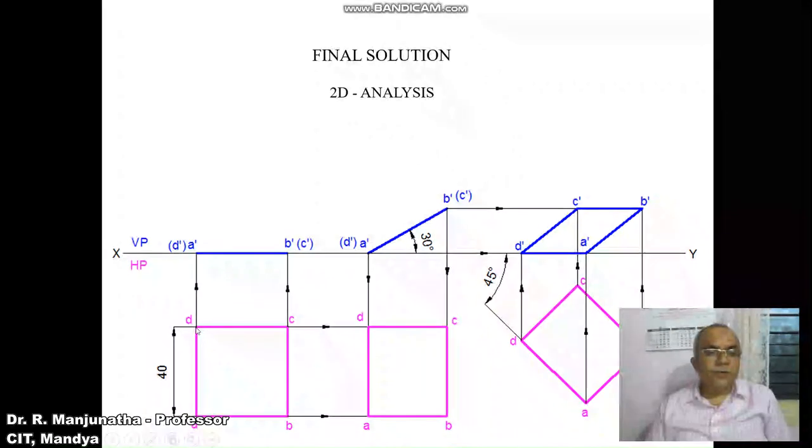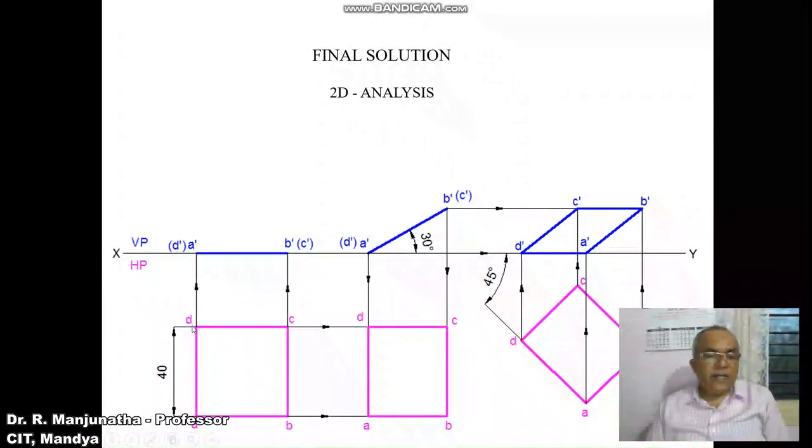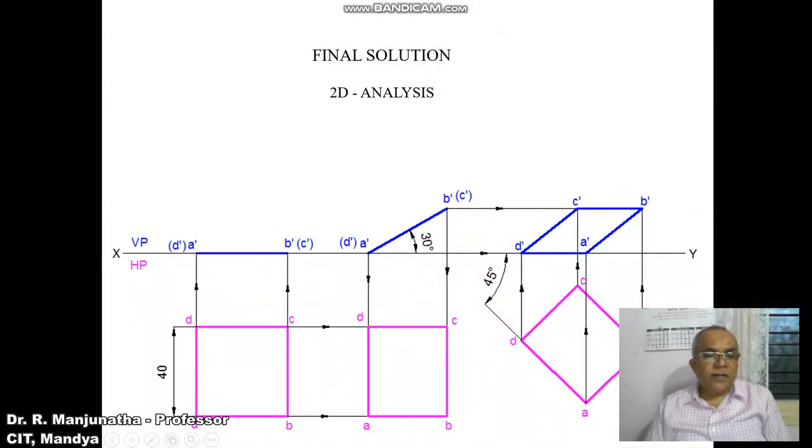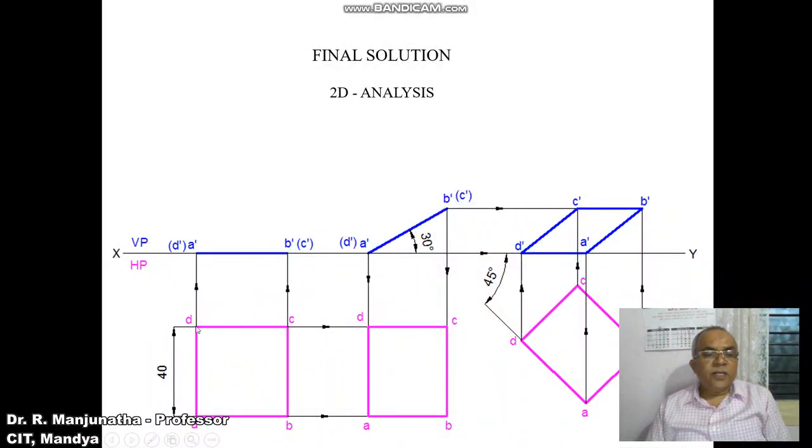So first we are going to draw a line perpendicular to the XY line, and then measure 40 mm and mark these points as A and D. Then by using the protractor with respect to the AD line, with A as center, measure an angle of 90 degrees and draw a horizontal line. Also with respect to D, measure an angle of 90 degrees and draw a horizontal line.